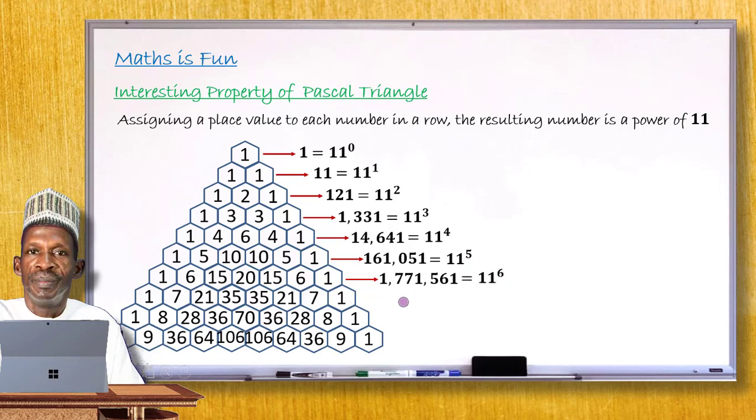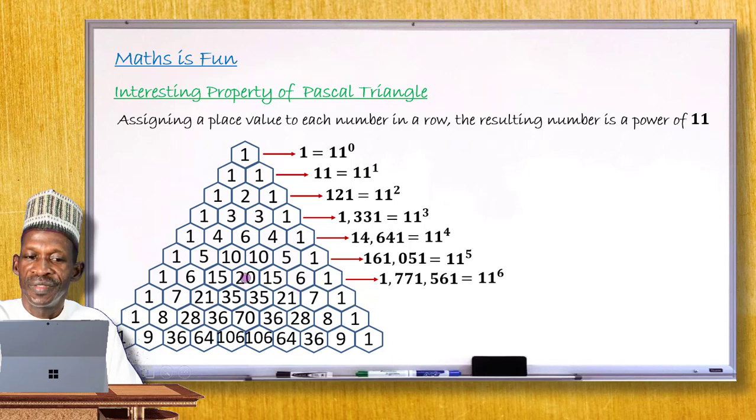So all those numbers, after assigning appropriate place value to them, the number you have in the end is a power of 11. You can do the rest and find out. The next one will eventually be 11 to the power of 7, next 11 to the power of 8, and so on. So this is amazing.